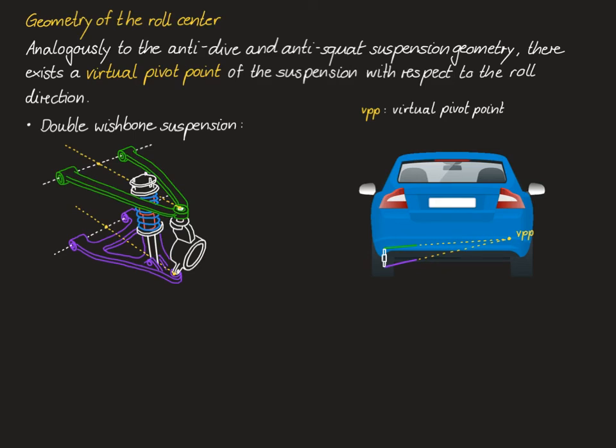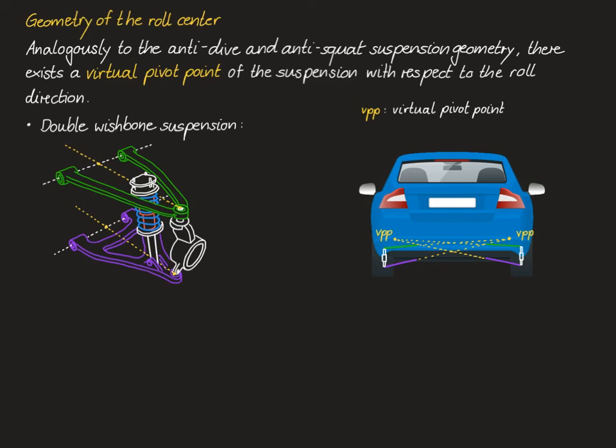By looking at the suspension in more detail, these lines can be seen as a connection between the front joint and the middle of the rear rotation axis for the upper and the lower wishbone. If the same thing is done for the right suspension, it yields another virtual pivot point for the right wheel. Now the question is, where is the roll center of this suspension?